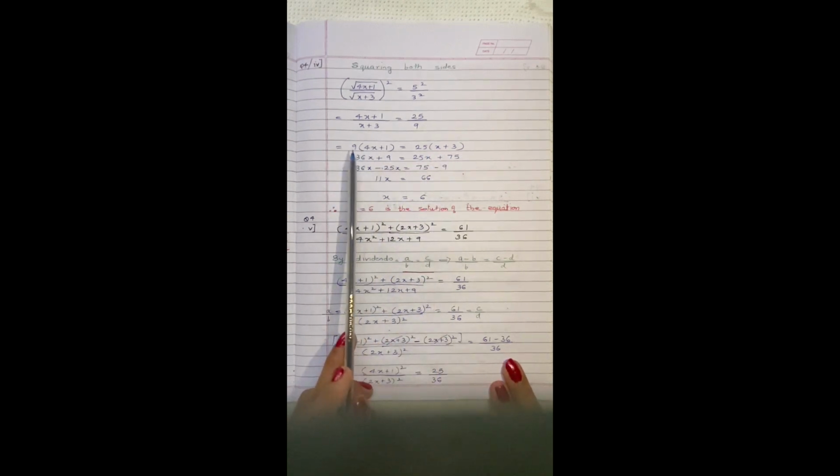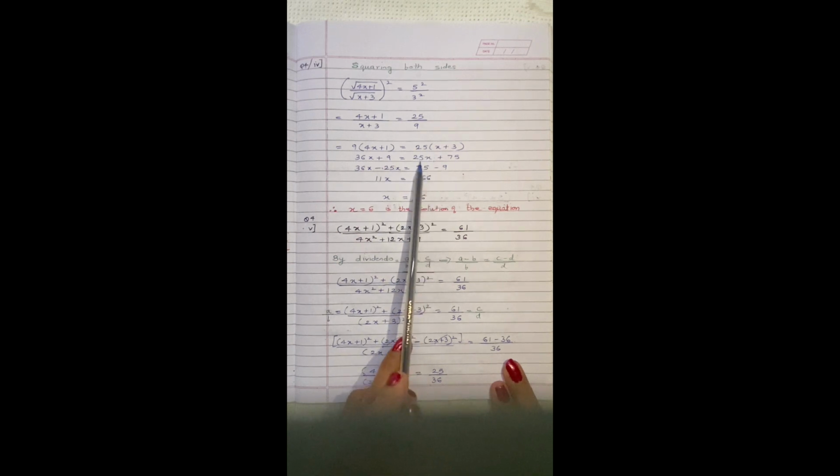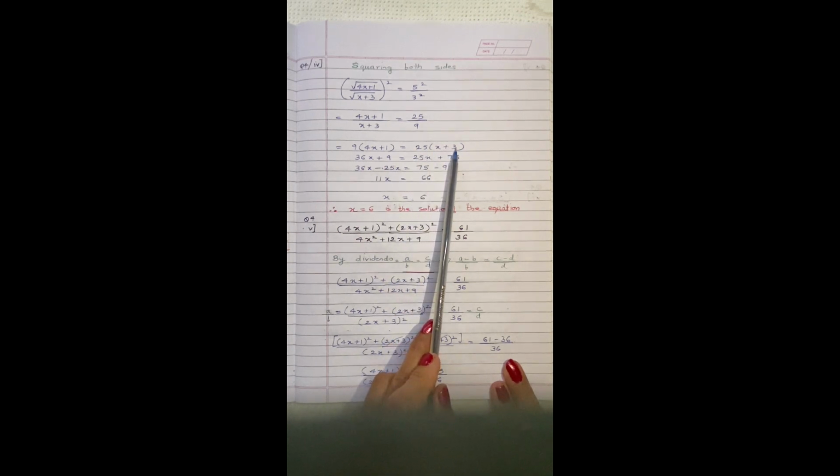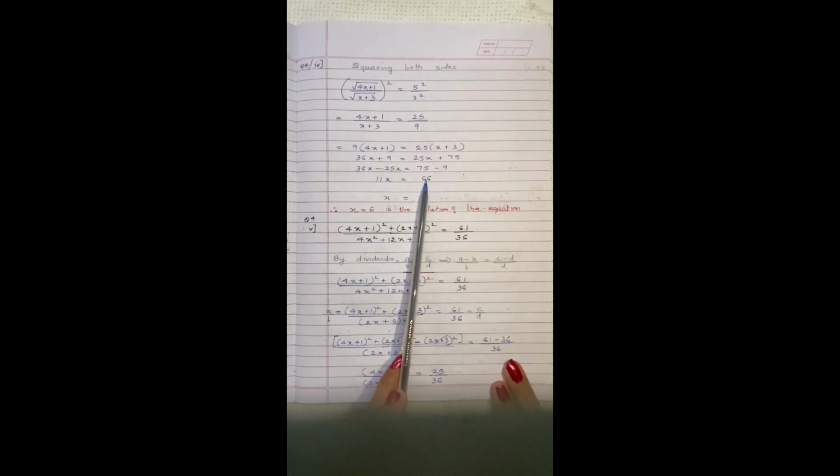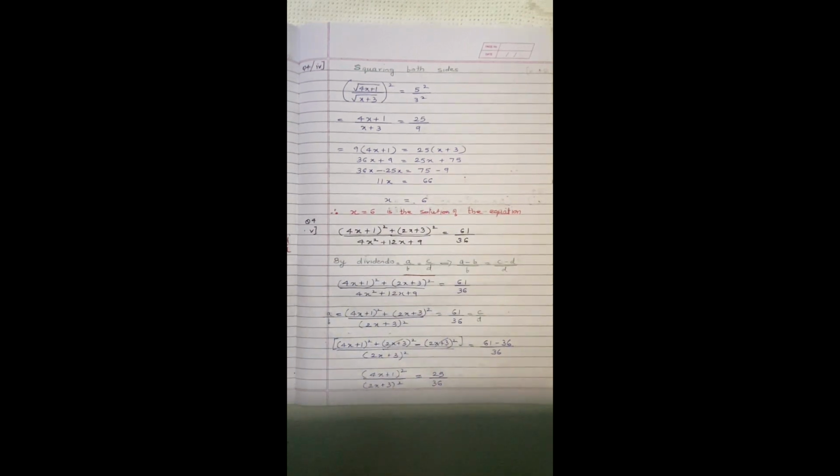9 4s are 36, 9 1s are 9, 25 into x is 25x and 25 into 3 is 75. Now, 36x minus 25x and 75 minus 9. 36 minus 25 is 11 and 75 minus 9 is 66, x is equal to 6. Therefore, x is equal to 6 is the solution of the equation.